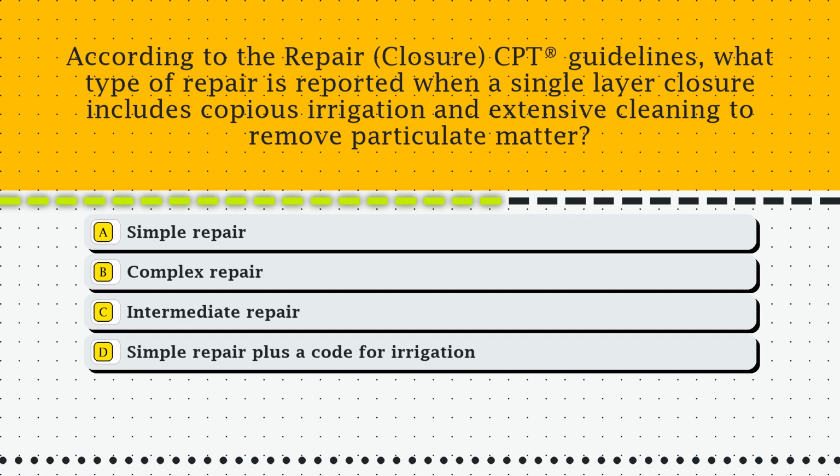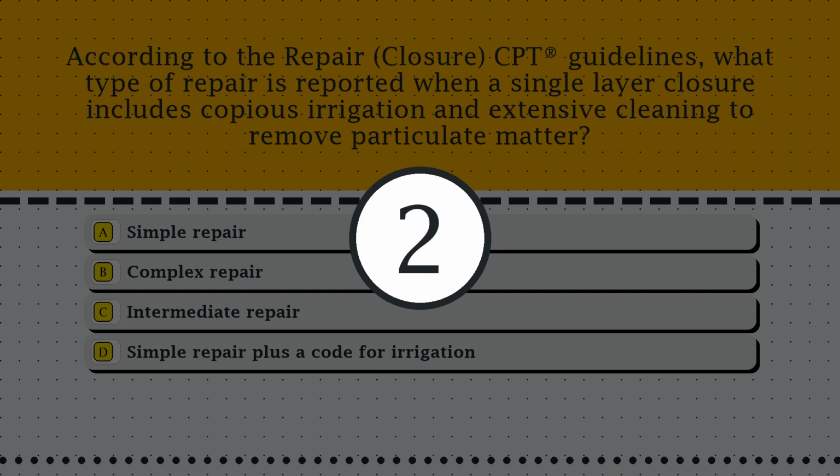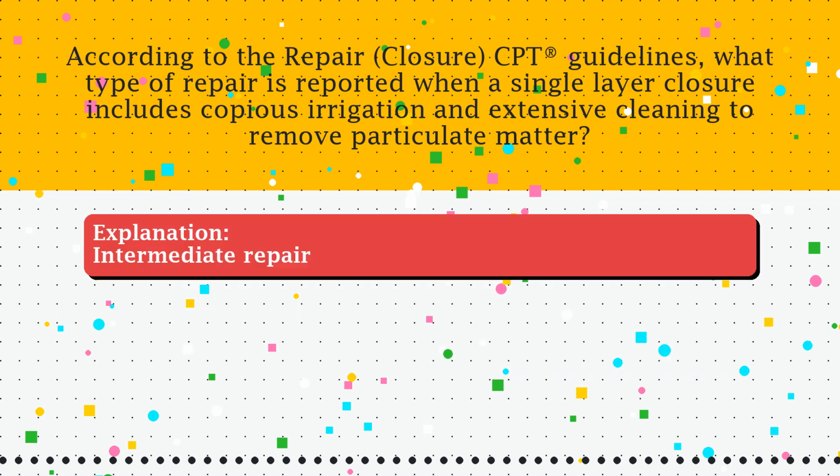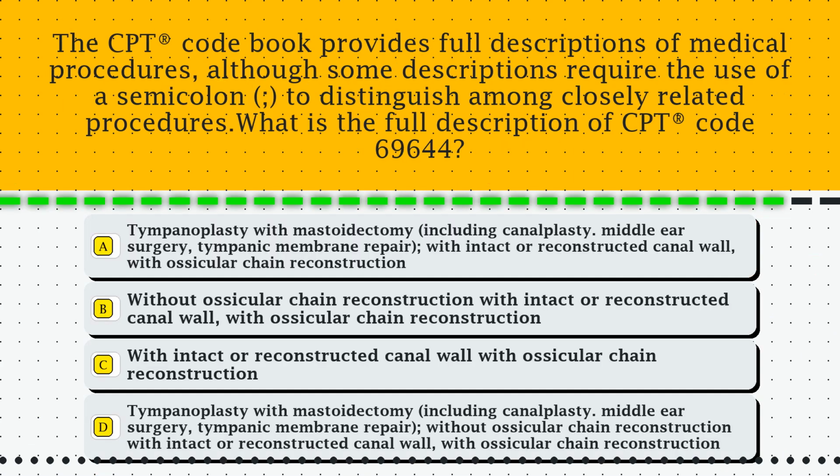Question 15. According to the Repair, Closure, CPT guidelines, what type of repair is reported when a single-layer closure includes copious irrigation and extensive cleaning to remove particulate matter? Option A, simple repair. Option B, complex repair. Option C, intermediate repair. Option D, simple repair plus a code for irrigation. The correct answer is option C, intermediate repair.